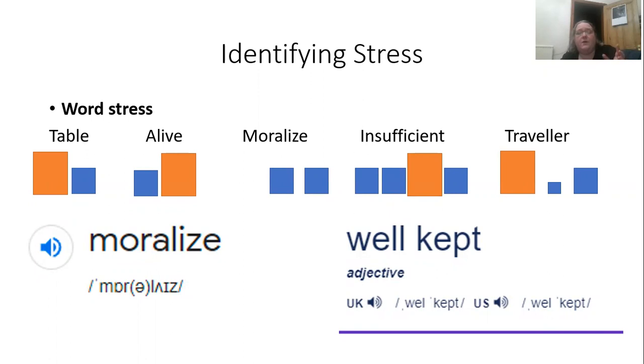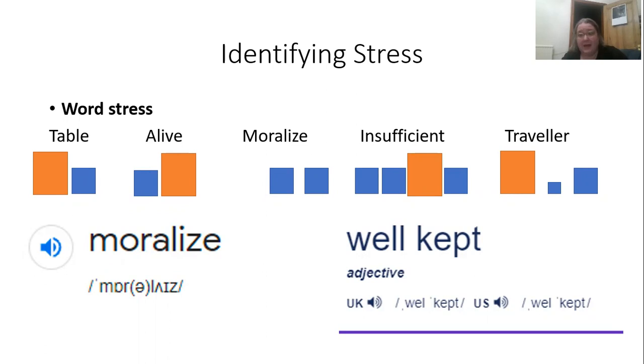Now, if you think, well, I don't know what the word stress is on a certain word, there are two easy ways to do this. The first way is to say the word overstressing each syllable. So, for example, TAble, taBLE, and listen to the one that sounds most correct. Now, it's quite obviously TAble, isn't it?